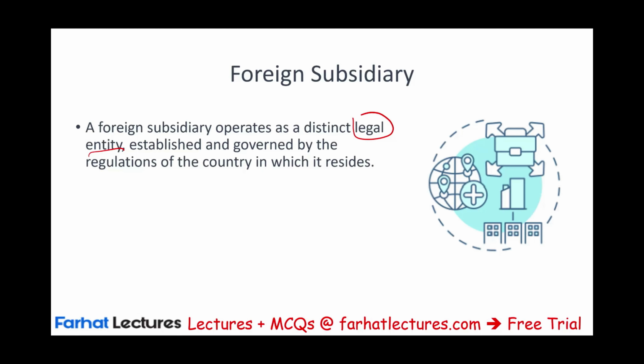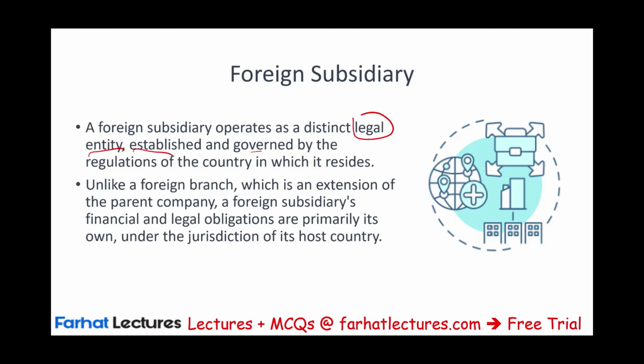It's separate from the parent company, established and governed by the regulations of the country in which it resides. Unlike a foreign branch, which is an extension of the parent company, a foreign subsidiary's financial and legal obligations are primarily its own, under the jurisdiction of the host country. Now you have a foreign company, you own part of it, it's part of your subsidiaries, but it's not part of your company. What are the tax implications for a foreign subsidiary?